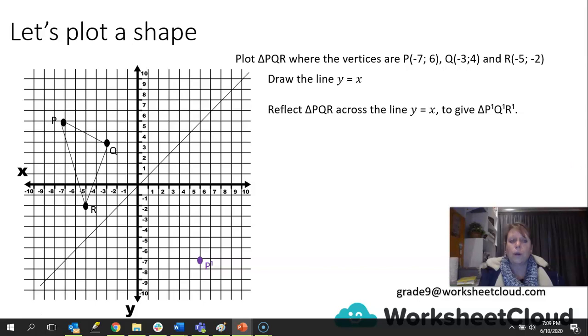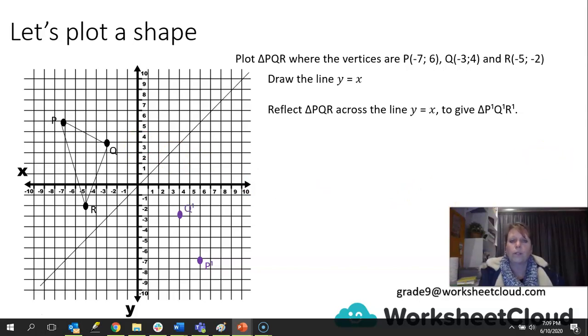Now to do Q1, it's going to be exactly the same. Instead of minus 3, 4, it now becomes 4, minus 3. And as you can see, x is 4 and y is now minus 3. Whereas in this one, x was minus 3 and y was 4. Okay, that gives us Q1.